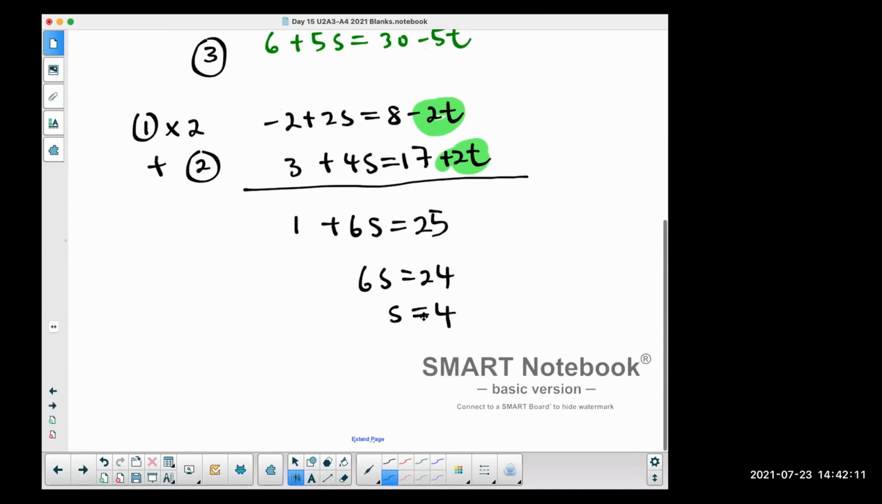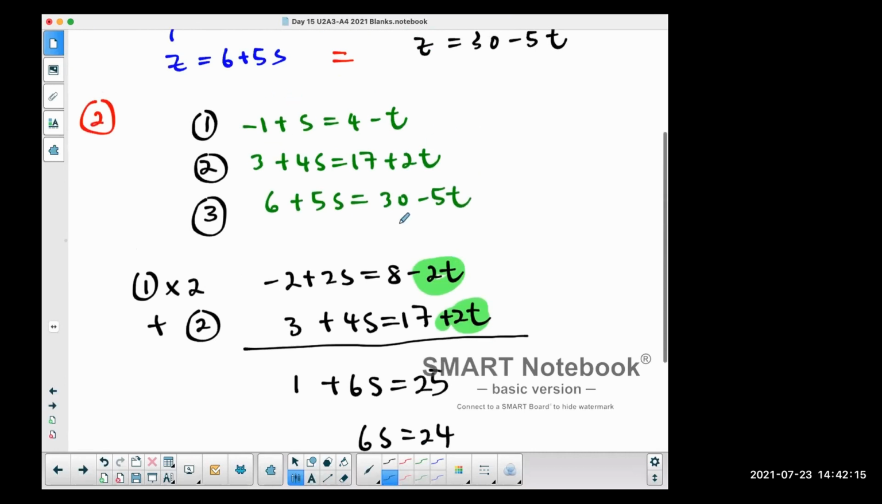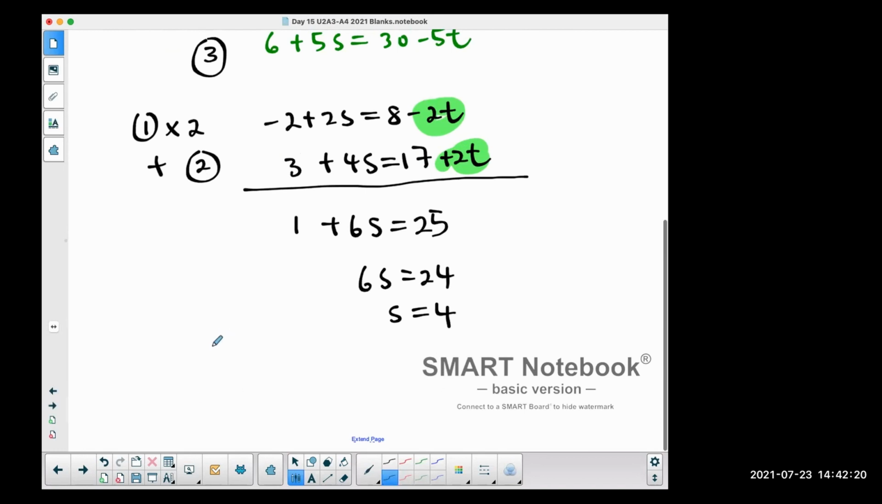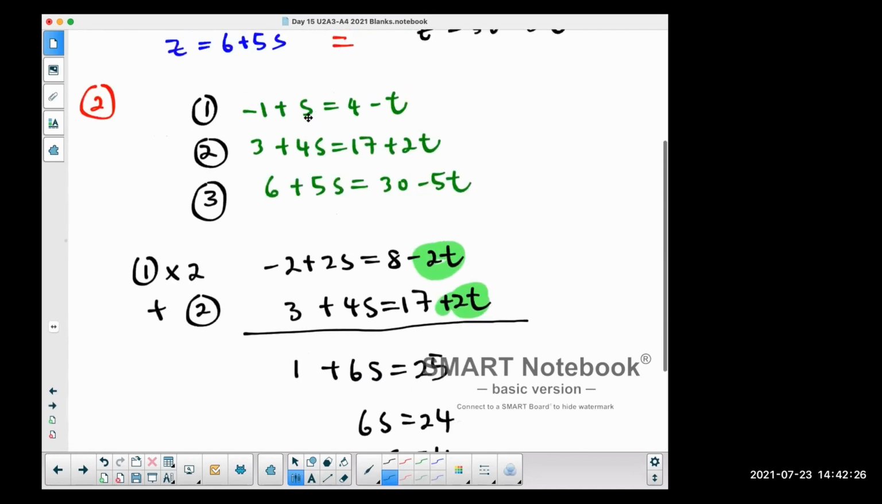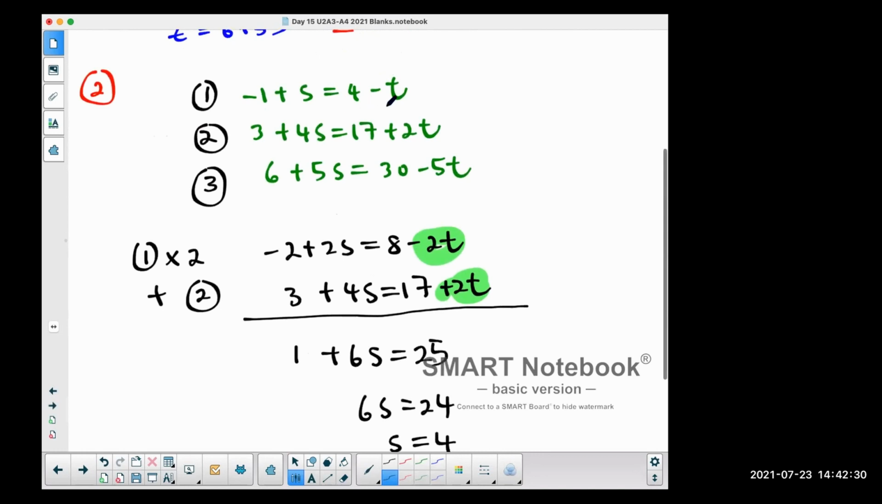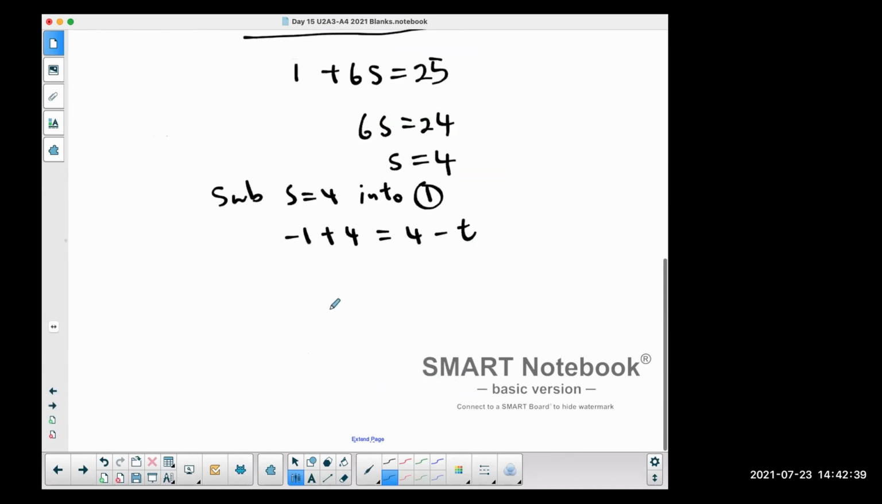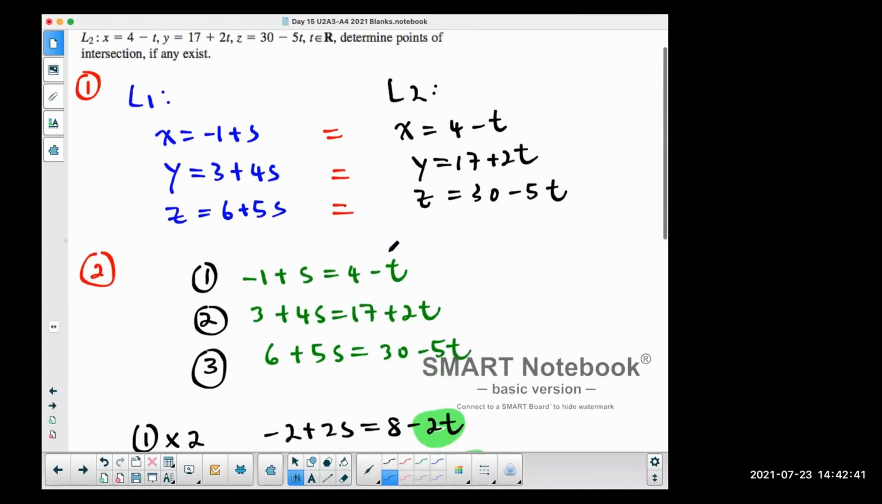Once I have one of the letters, I can solve for the other letter by substituting into any one of the three equations. The first equation seems to be a lot simpler, so I'm going to sub S = 4 into the first equation. So this becomes -1 + 4 = 4 - T.